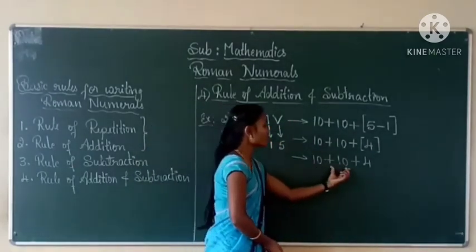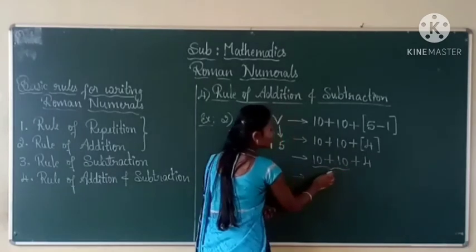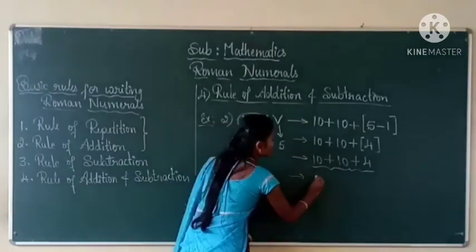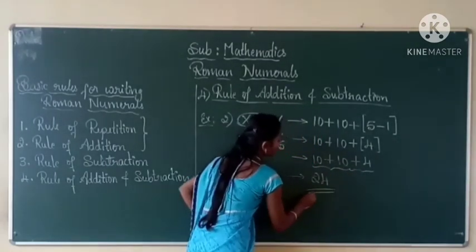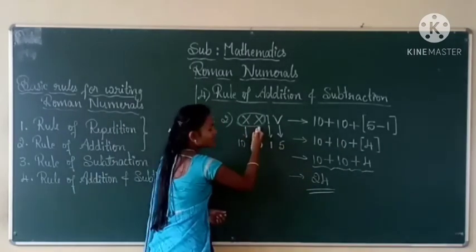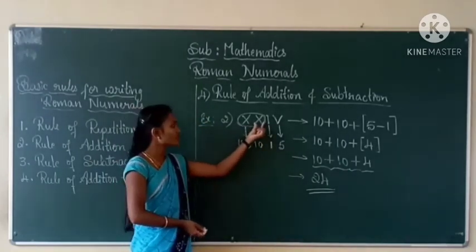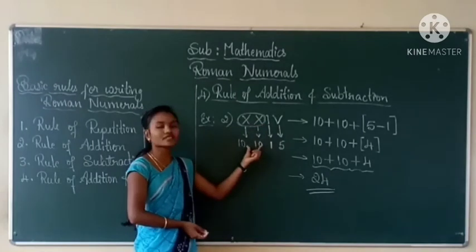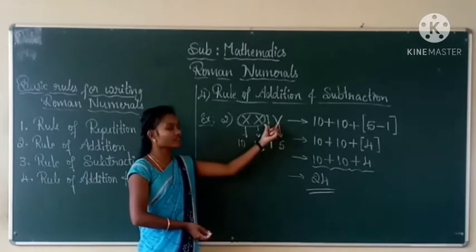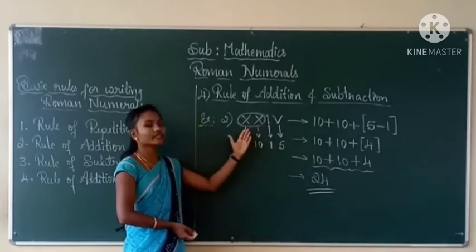So 10 plus 10 plus, remove the bracket, write 4. So now we have to add these three numbers. So 10 plus 10 is 20 and 20 plus 4. This X means 10. This X means 10. 10 plus 10, 20. So IV, we know that IV means 4. That is 20 plus 4 is 24. So 24 can be written like this.